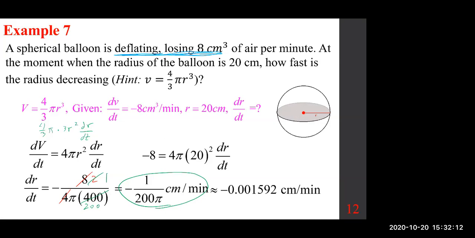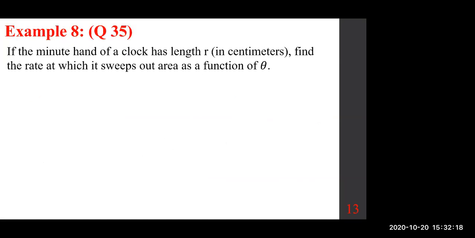All right. Here's the next question. If the minute hand of a clock has a length of r, whatever the units, in this case centimeters, find the rate at which it sweeps out area as a function of theta. Okay. Well, first let's do the drawing so we understand what's happening here. So this is a circle. This is the central angle theta. This is the radius r. Okay. So first, I want you to know that we have the arc length s equals r theta, and then we have the area that we are interested in.